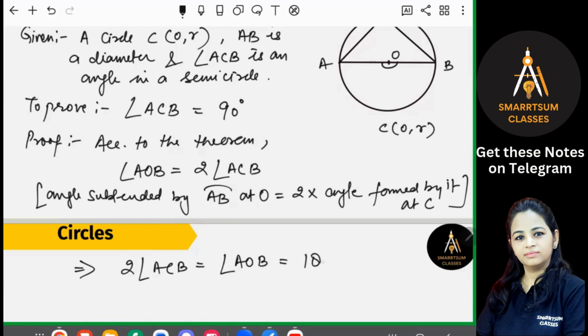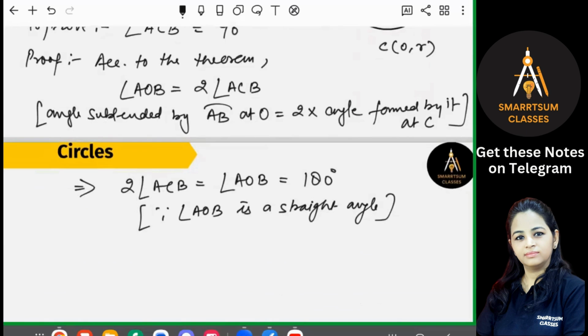This is 180 degrees. Why is this 180 degrees? Since angle AOB is a straight angle, right? Angle AOB is a straight angle. Why is it a straight angle? Because our AB is a diameter, right? Okay, this is a diameter and this is a line which is always straight. So it is a straight angle, right?